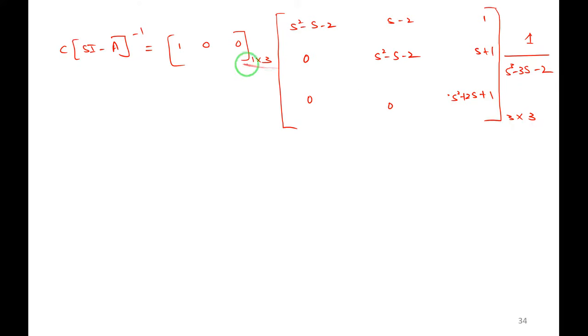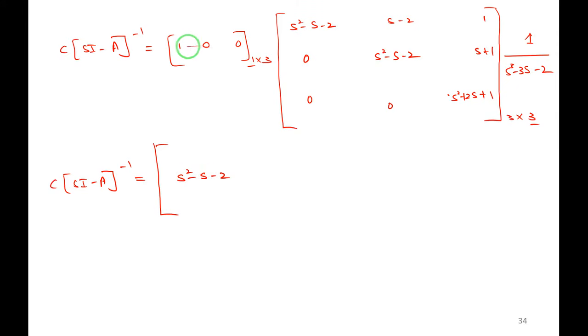So finally I will be getting 1 cross 3, right? So C into (sI minus A) whole inverse. What is the matrix size I am getting? Only 1 row 3 columns, 3 elements I will be getting. So multiply this. First row first column, 1 into s square minus s minus 2, others are 0. So I am getting the first element as s square minus s minus 2.